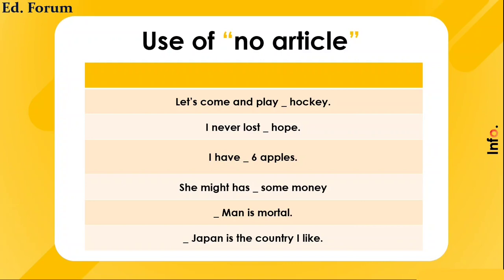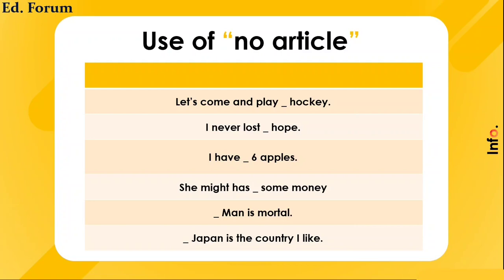Let's come and play cricket. That's good. I never lost hope. Hope is an uncountable noun, an abstract noun, right? I never lost hope. And then we have, I have six apples. You don't have to say, I have the six apples, or, I have a six apples. No, you will only say, I have six apples.